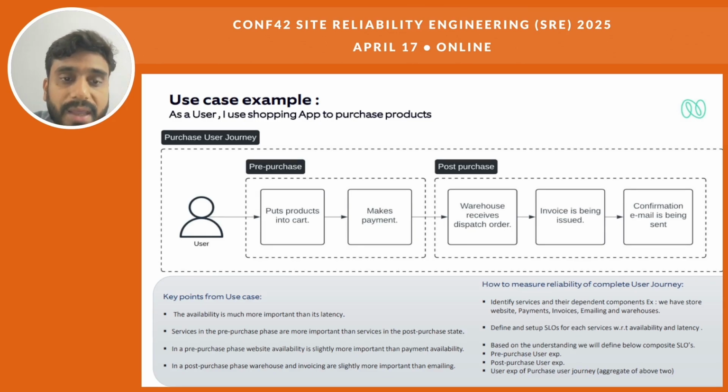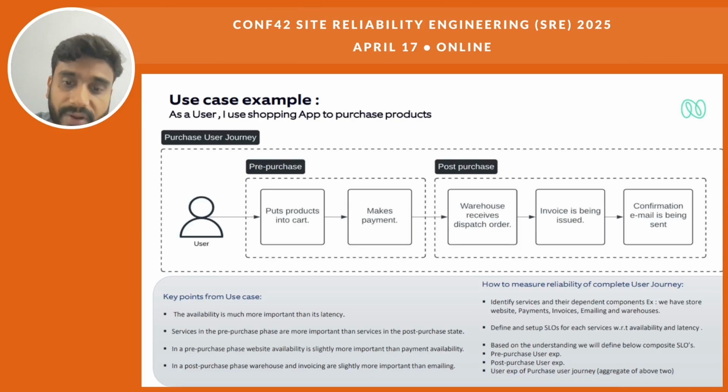And then at the end, during the post-purchase, of course, the warehouse and the invoicing are slightly more important than the emailing. If you get the email after some time, then of course that would be fine. But your order should be dispatched, and the invoice should also be created. Then after some time, if you get an email, that is fine. So the question is how we can measure the reliability of this complete user journey.